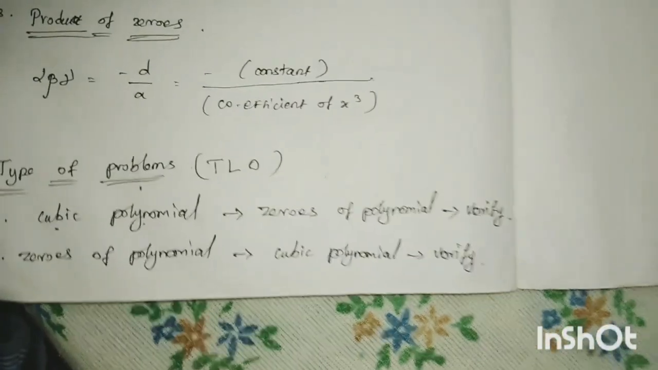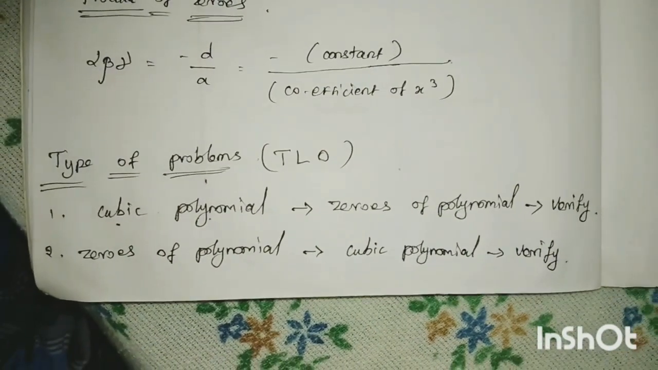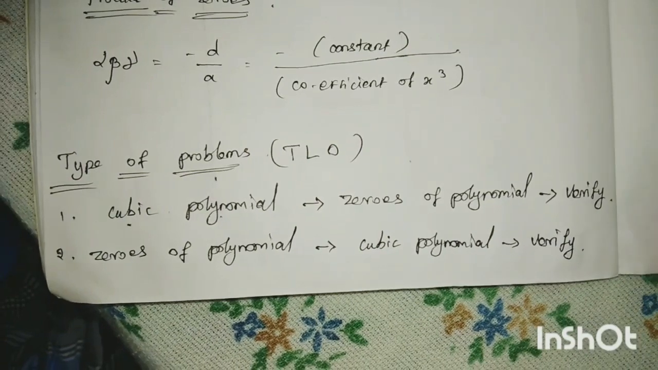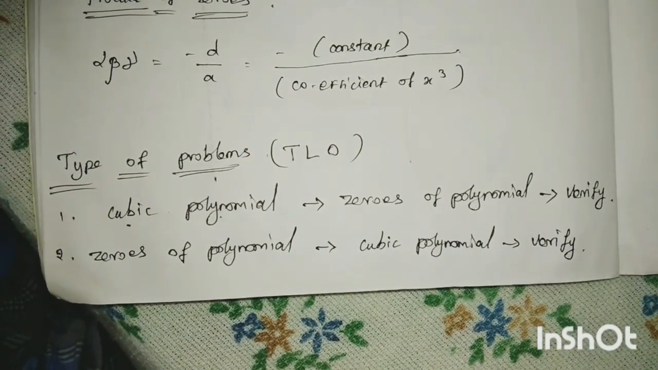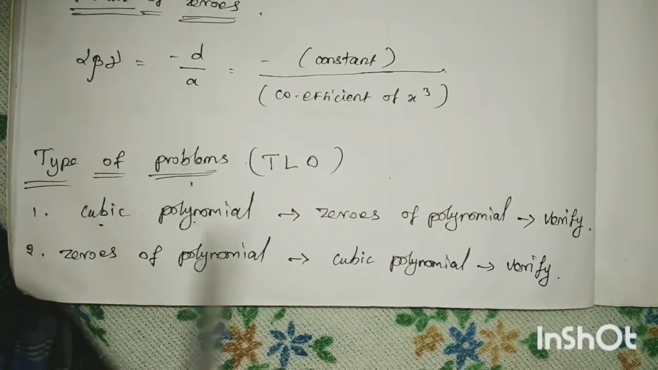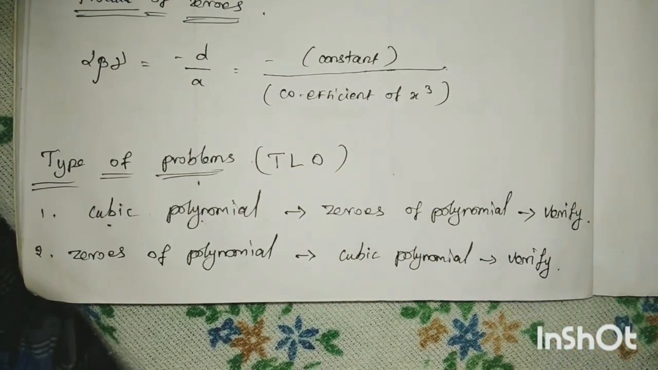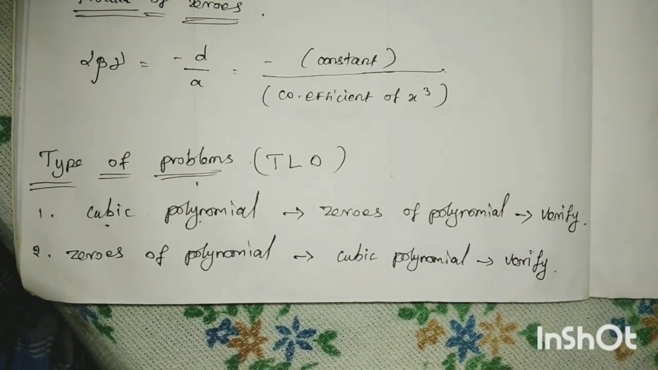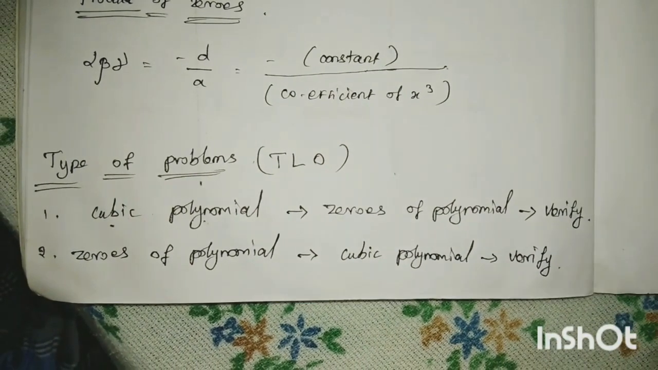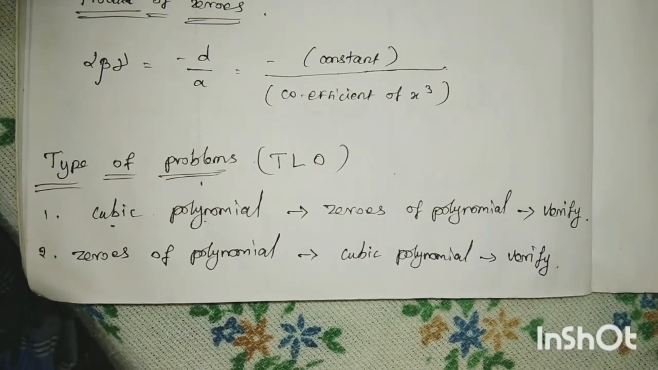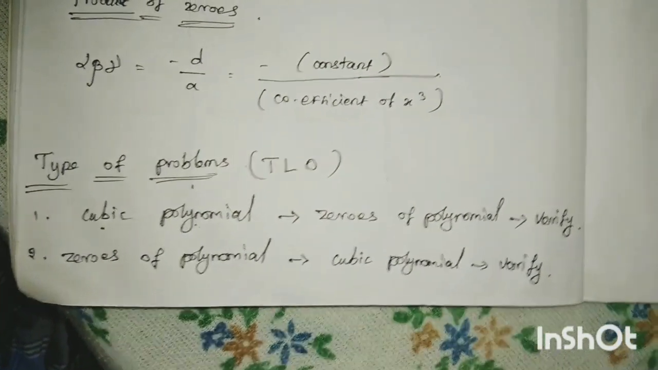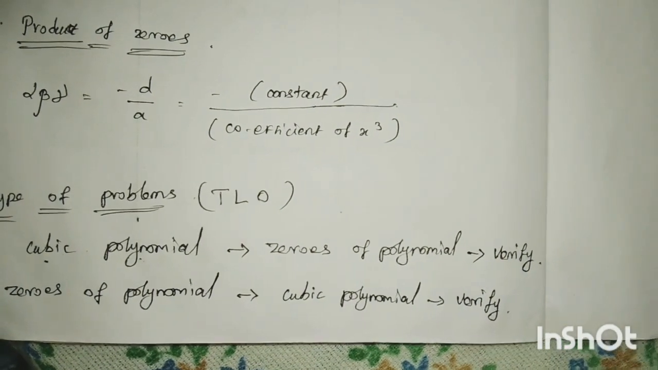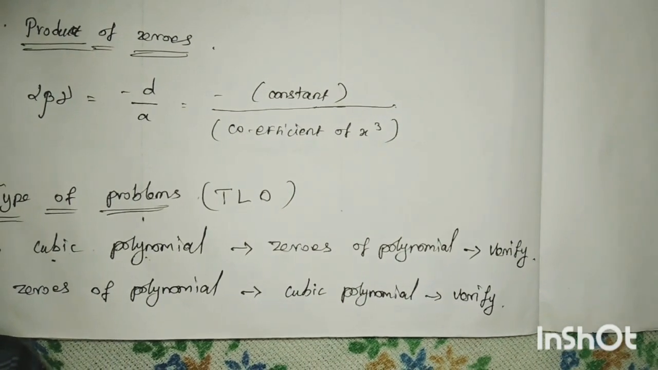Next, the types of problems. In this cubic polynomial, what are the possible types of questions asked in board exams? The first one: they give a cubic polynomial, and we should find the zeros of the cubic polynomial, a maximum of 3 zeros. Next, we verify the relationship between zeros and the coefficients of the cubic polynomial, right? So that is the first type.